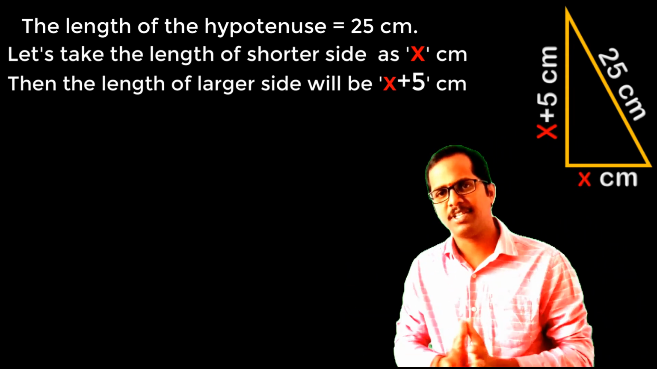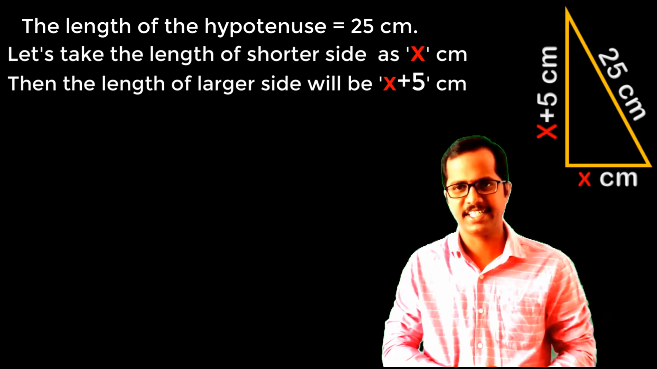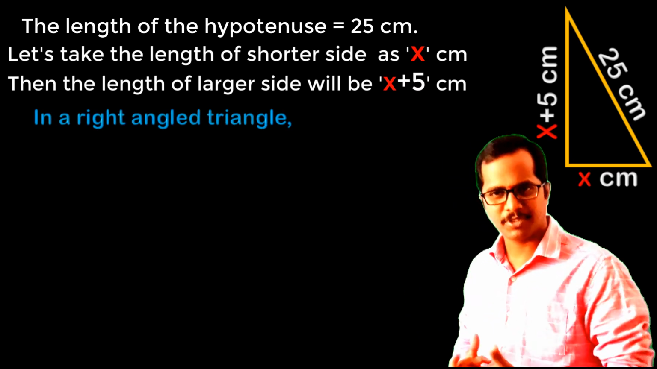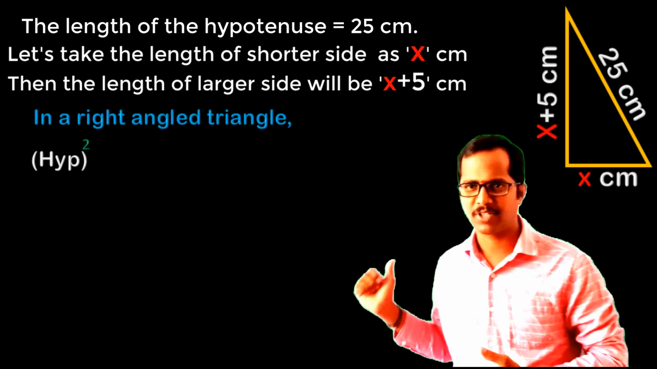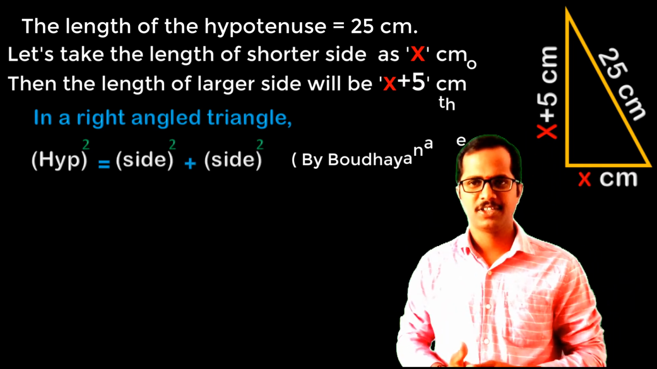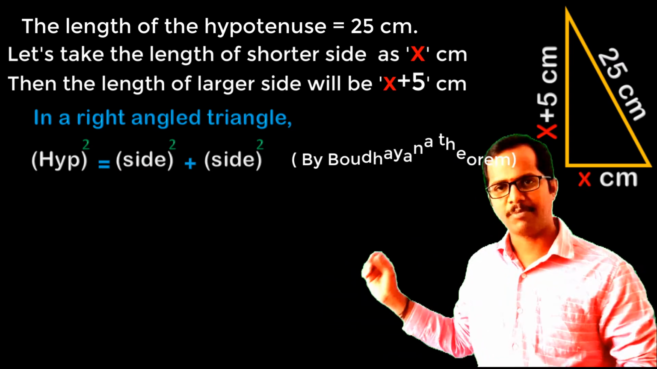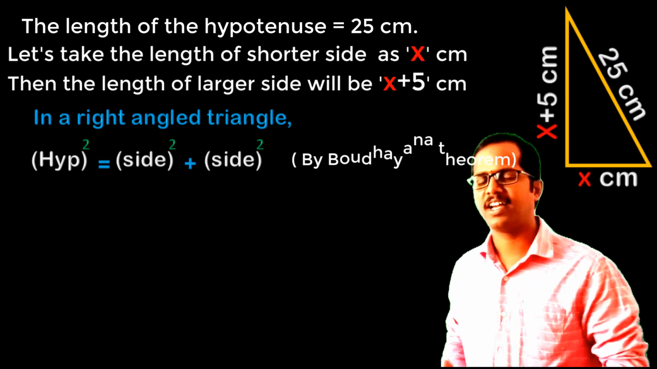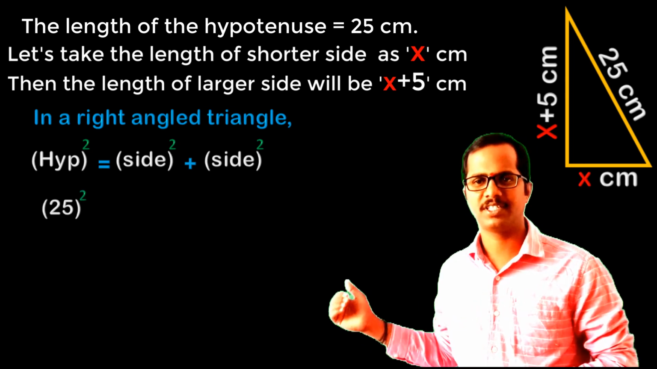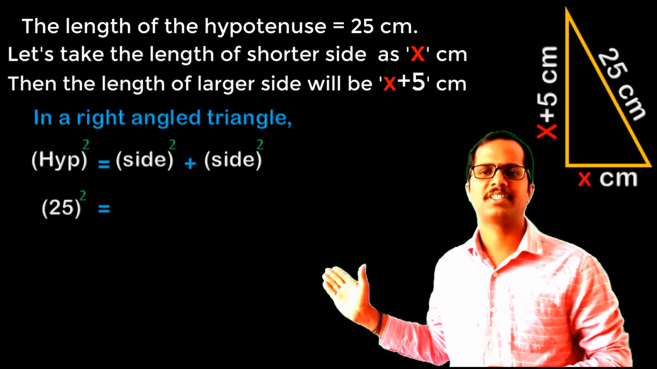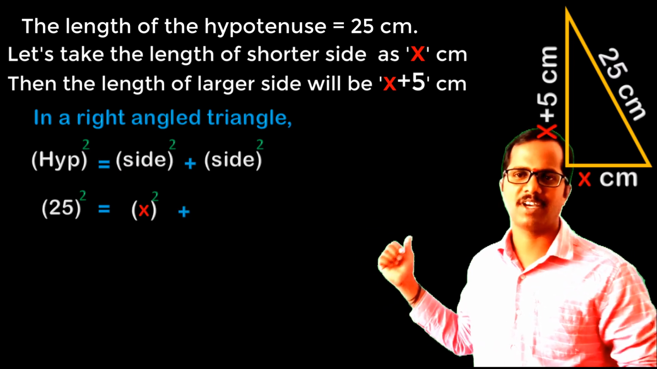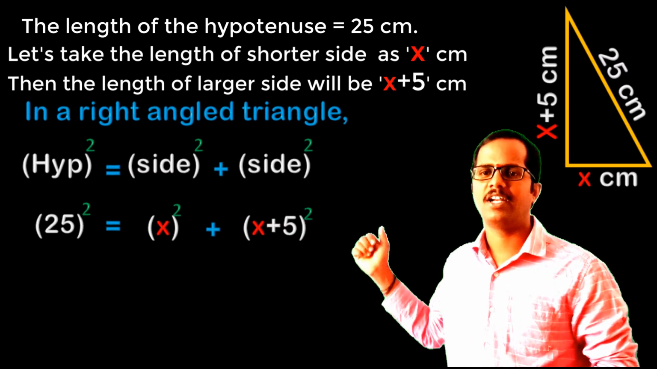So now we need to establish the relationship between these three sides, and we all know very well that in a right angle triangle the square of the hypotenuse is equal to the sum of the squares of the other two sides, which is nothing but the Baudhayana theorem. So using the Baudhayana theorem we can write hypotenuse square equals side square plus side square, and here the hypotenuse equals 25. So we write 25 square equals the smaller side first, x square, plus the larger side, x plus 5, whole square.